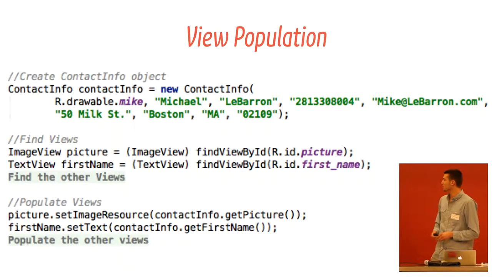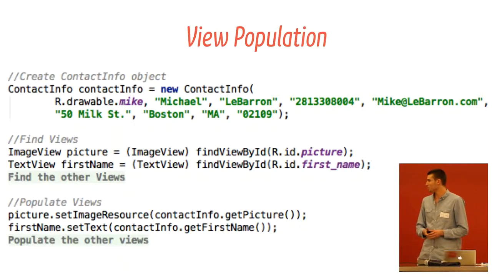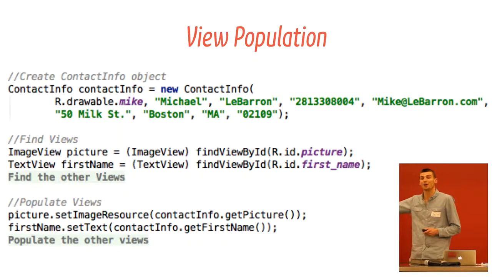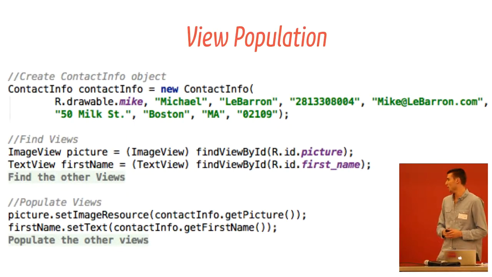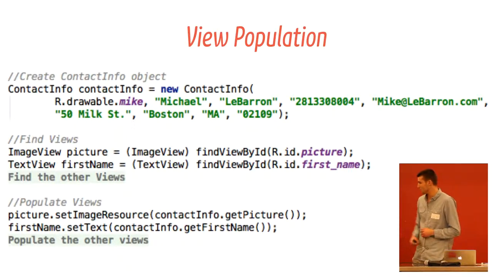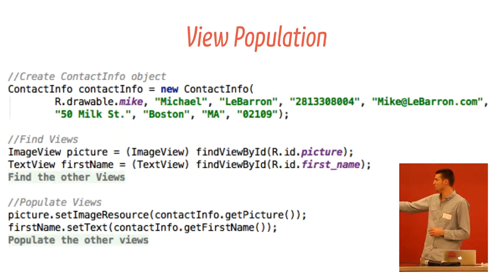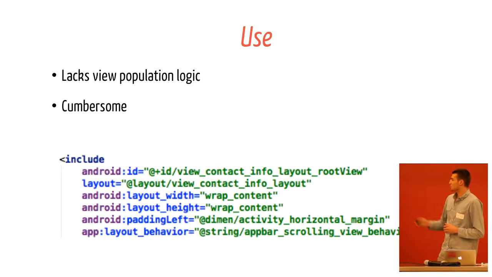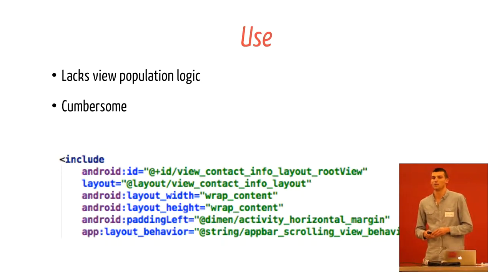So here's how we do that with the include tag. Assuming it's included in your layout, what you're probably all familiar with having to find all the views and then populating each one individually. I've kind of coalesced some of the calls here, but for each view, it would require two lines of code. Not only do you have to find the view, but then you have to populate it with the data you want. So this lacks the view population logic, meaning that it doesn't take the population logic with it. So anywhere you include this layout, you have to know yourself how to populate it with data. And this can lead to a cumbersome experience.